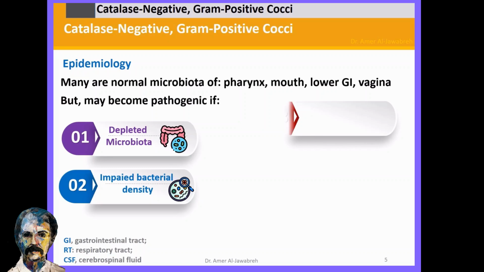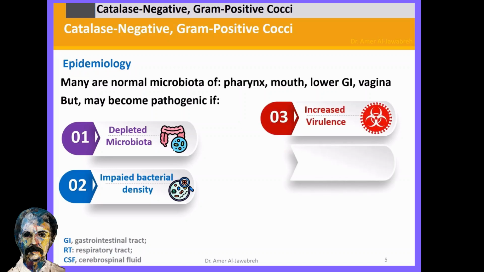Impaired bacterial density. It can be your microbiota is down or the Streptococci is more than usual. Increased variance. Bacteria are variant, pathogenic. But in certain circumstances, you will see that this species or this strain of the species is more pathogenic than the rest, more aggressive and more virulent for many reasons.